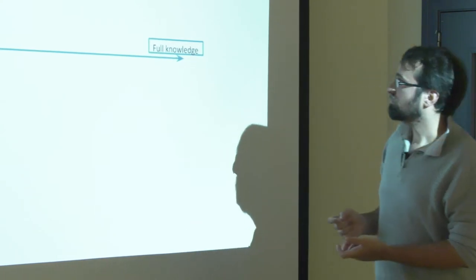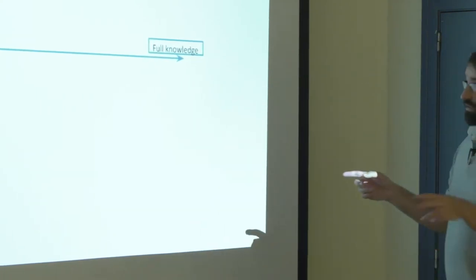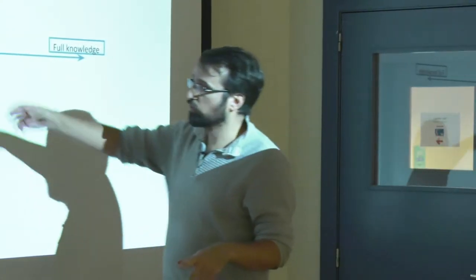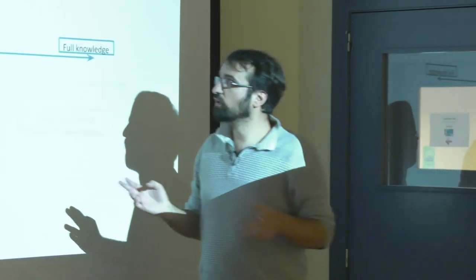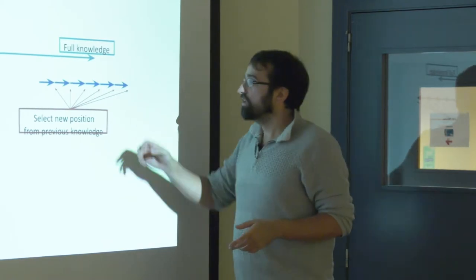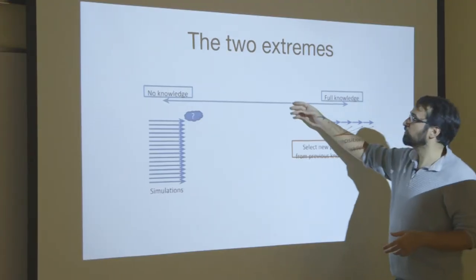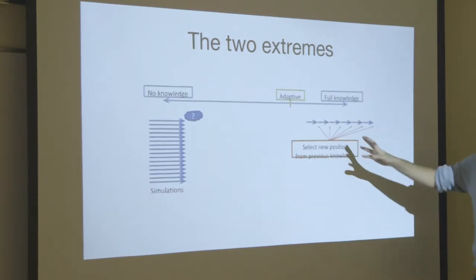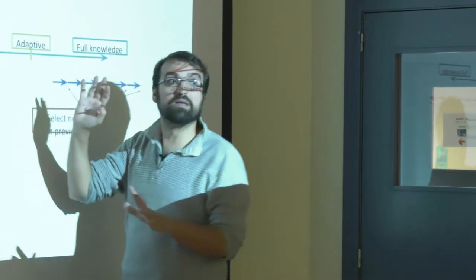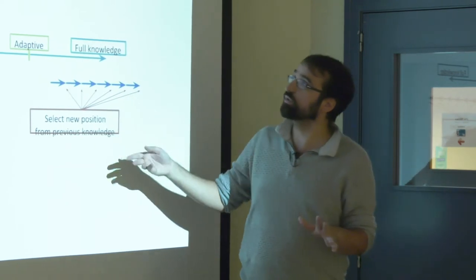So we go from no knowledge, so all these simulations that are run in parallel, okay? There's no knowledge. Here is total knowledge, and what we're doing is something around here, which is adaptive, which is we're adding a little bit of knowledge, and how we are doing this is basically doing this adaptive sampling.